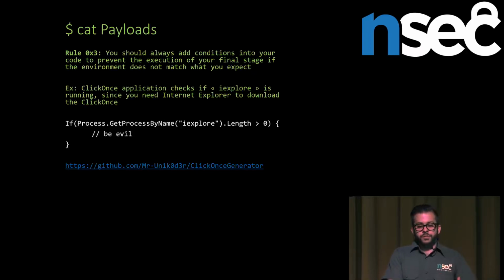But if your payload is fetched by a security product, they're usually just going to get the binary and run it. So an easy check for ClickOnce: check if Internet Explorer is actually running. Because if there's a ClickOnce running on the system and Internet Explorer is not open, it's impossible. There's something shady going on, you're probably in a sandbox or something like that. So in this case, in C#, you can just check for the process, and if Internet Explorer is running, you can be evil as much as you want after that.